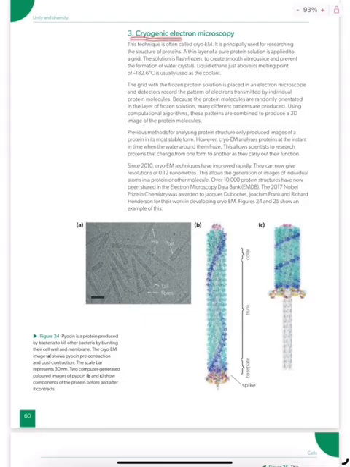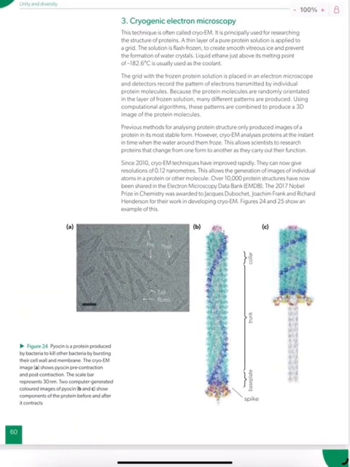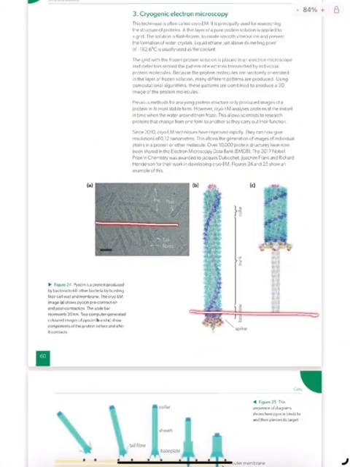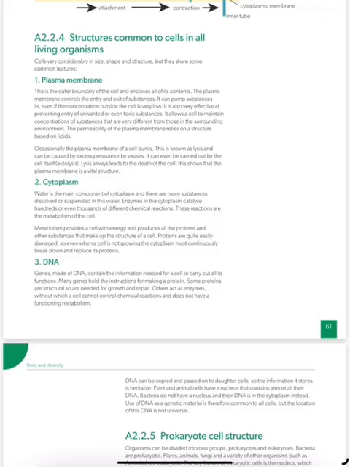So the next technique is cryogenic electron microscopy. And this one is basically used for researching the structure of proteins. So the steps are basically they freeze a protein solution, and then the solution is placed in an electron microscope, and the pattern of electrons is detected. And then using computational algorithms, these patterns are combined to produce a 3D image of the protein molecules. These are some of the examples of cryogenic electron microscopy. We have the plasma membrane, cytoplasm, and DNA.